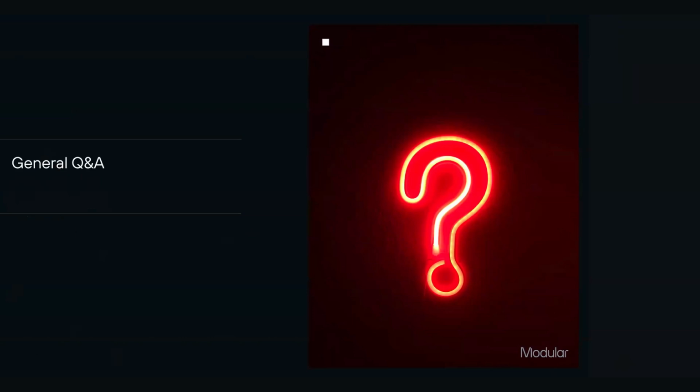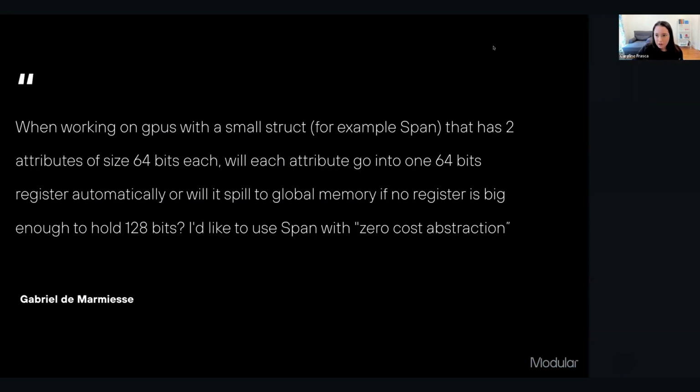Cool. So now we're going to do some more general Q&A questions that were submitted ahead of time, but if you have any other questions, feel free to drop them in the chat too, and we'll get to those. So starting out with a question from Gabriel. When working on GPUs with a small struct, for example, span, that has two attributes of size 64 bits each, will each attribute go into one 64-bit register automatically, or will it spill to global memory if no register is big enough to hold 128 bits? I'd like to use span with zero cost abstraction.